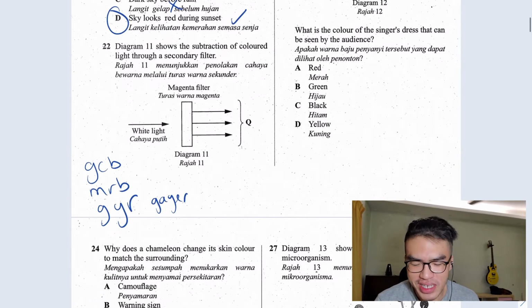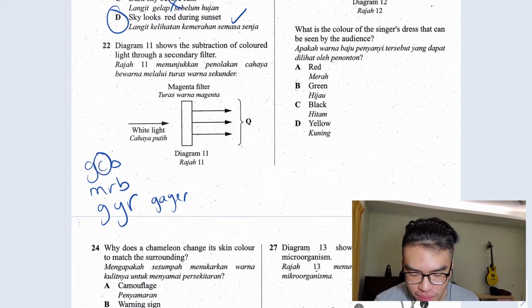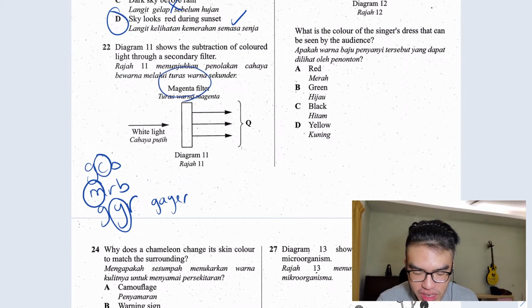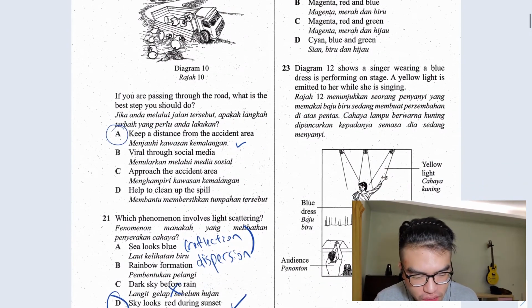How do you use this? When you have green and blue, you get cyan. When you have red and blue, you get magenta. When you have green and red, you get yellow. So when you have a magenta filter here, they will let magenta go through, and of course red and blue. Therefore, the answer here would be magenta, red and blue.